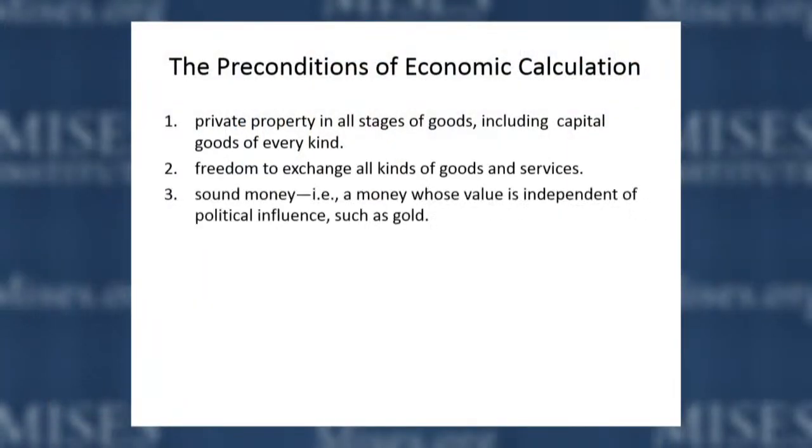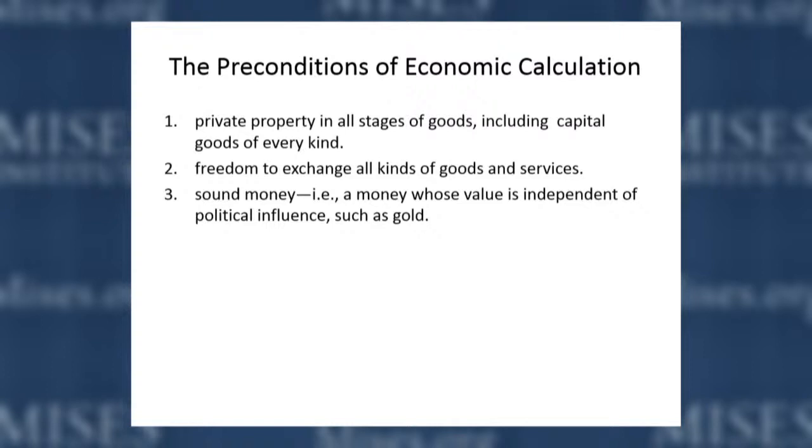So, Mises pointed out that there are three preconditions of economic calculation. Private property in all stages of goods. People have to be able to own everything, all kinds of goods, all kinds of capital goods, factories, as well as natural resources, coal mines, diamond mines, sources of oil, fisheries, and so on. So you have to have private ownership, but not only private ownership, the second point, you need exchange. People have to be permitted to exchange these things with one another so that a market comes into existence and generates prices that can be used for economic calculation.